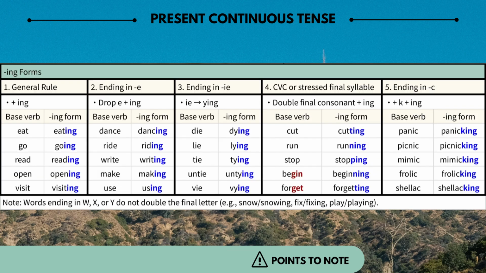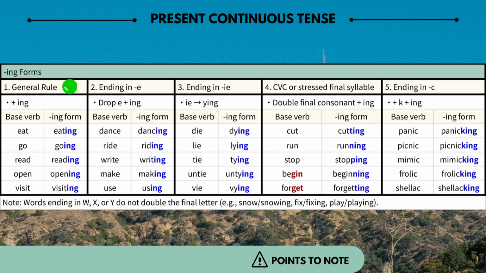Today we're going to learn how to form ing verbs. We use ing forms in many tenses, such as the present continuous, past continuous, future continuous, and all the perfect continuous tenses. Many students think we can always just add ing, but that's not always true. Some verbs need spelling changes before adding ing. Let's learn the 5 main rules.